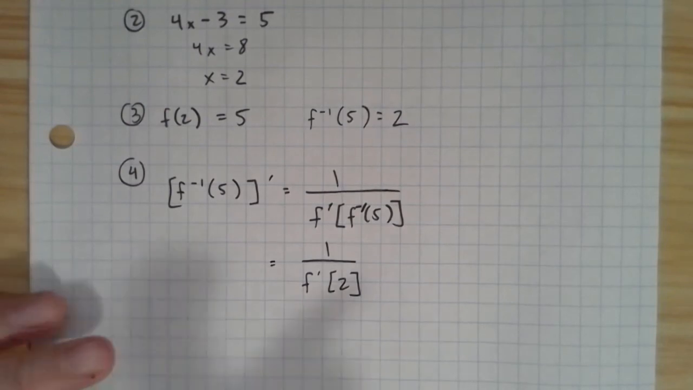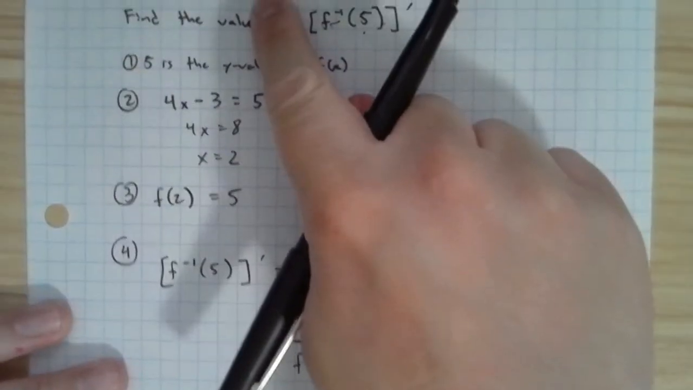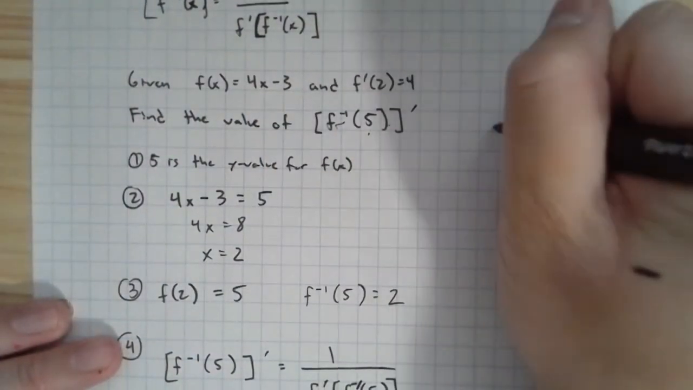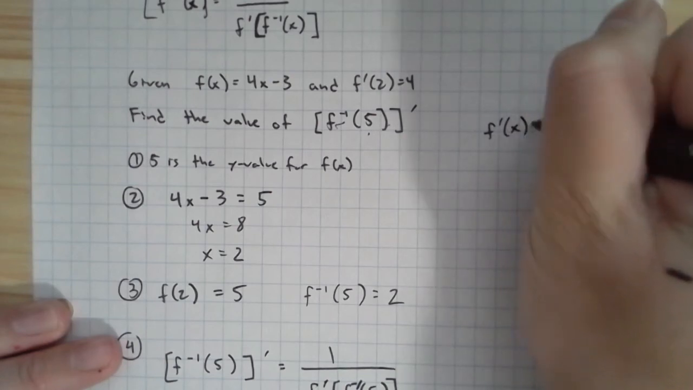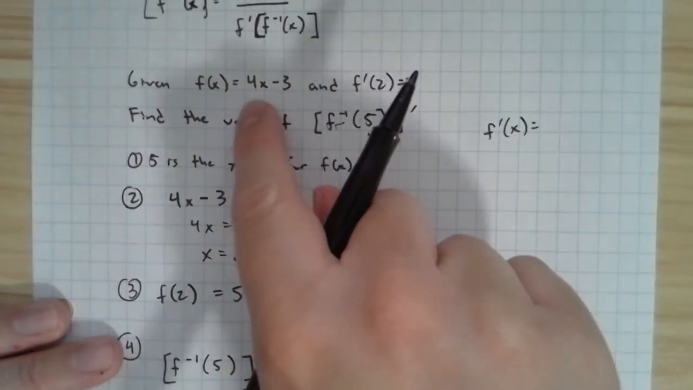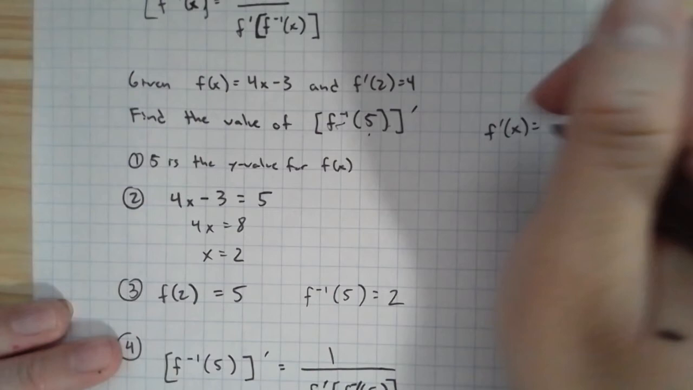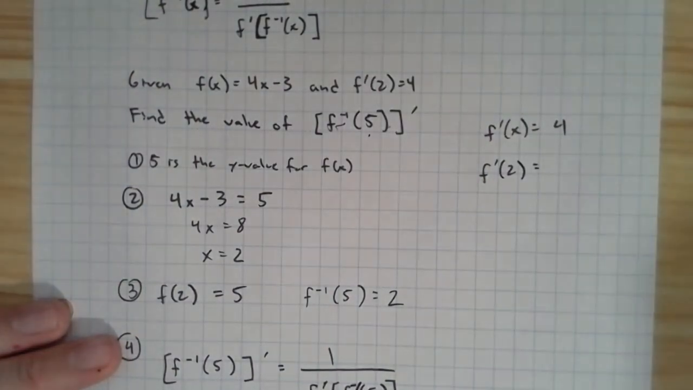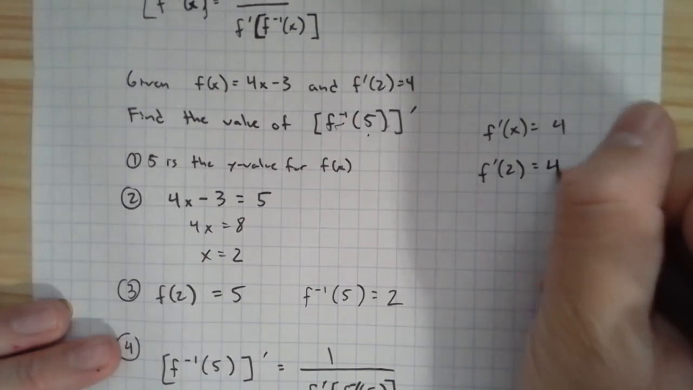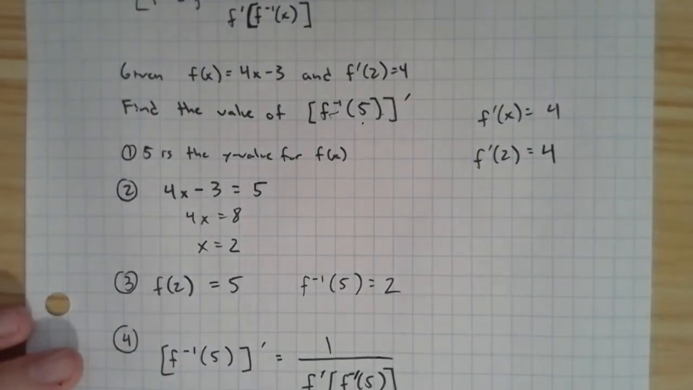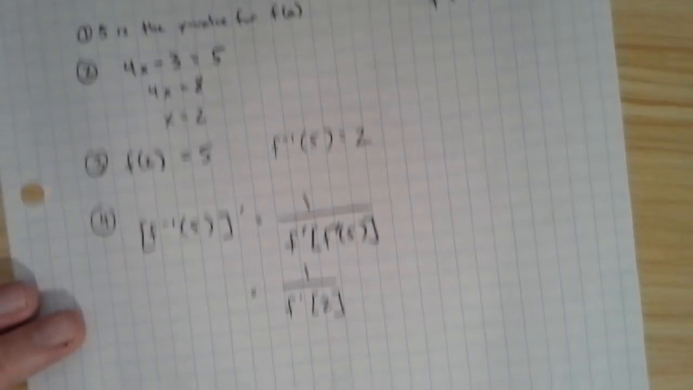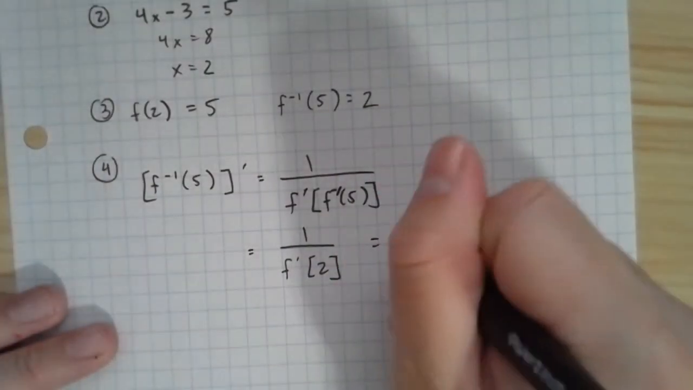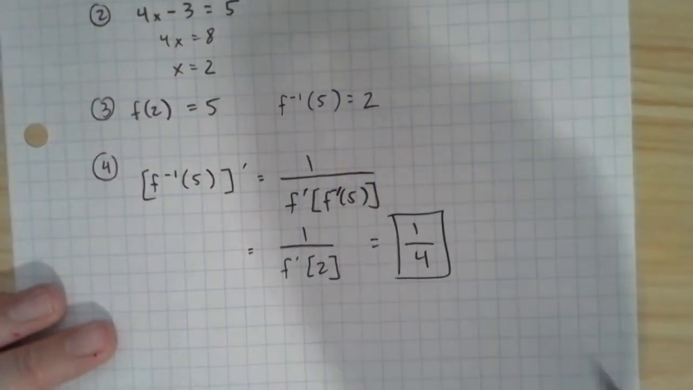Now, f prime of 2, that's easy. You have f of x, that was given. What's f prime of x then? If I take the derivative of 4x minus 3, the derivative here would just be 4. So then f prime of 2, there's nothing to plug it into. So that means the y value is 4 for every x value. So then f prime of 2 is 4. So 1 over 4. There you go.